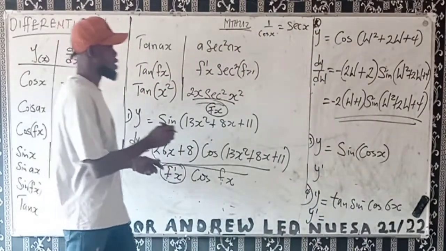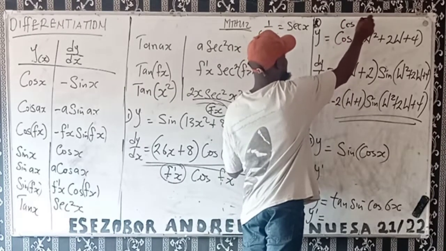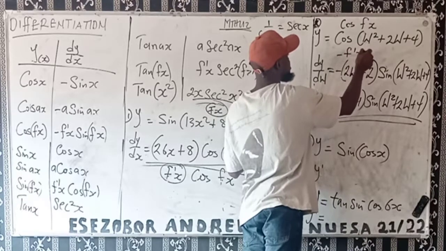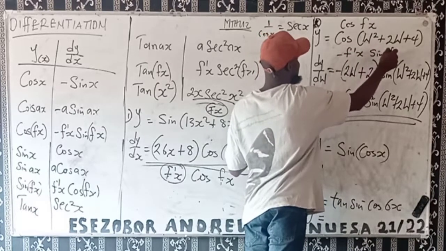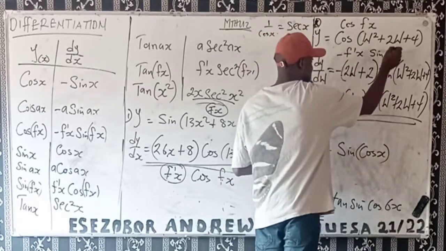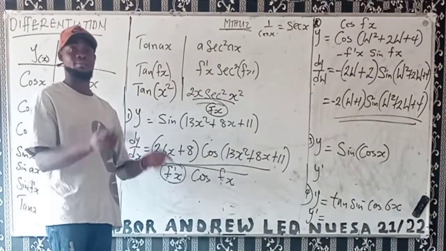That's how you do it. This one becomes cos of the function of x. That's how it becomes minus f prime of that function, sine of the same function. That is all. This is the f prime, this is sine, and this is the same function. So you must see that f prime means differentiate the function. That's the meaning.